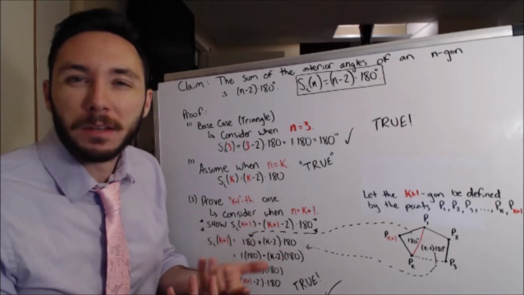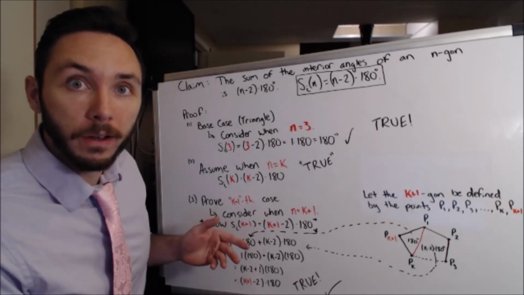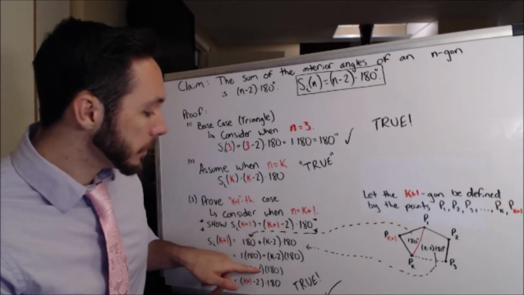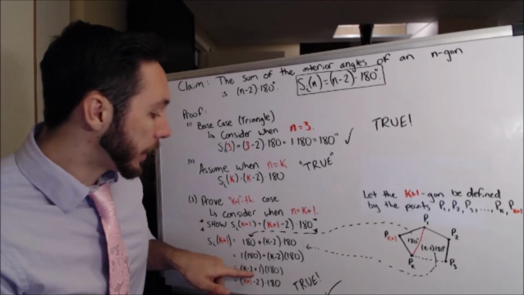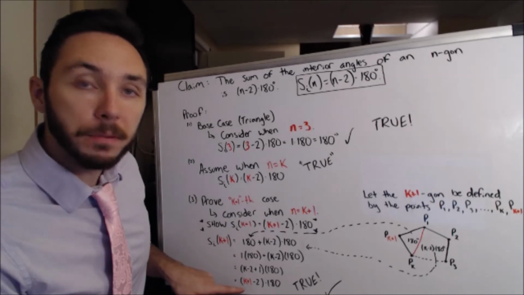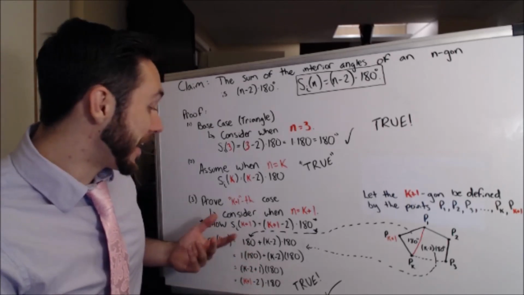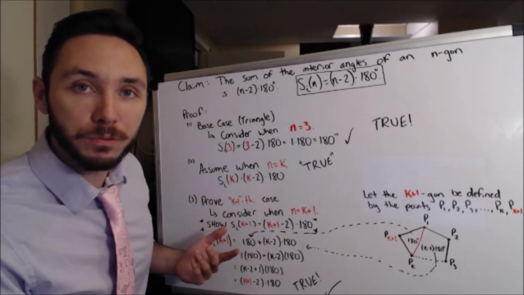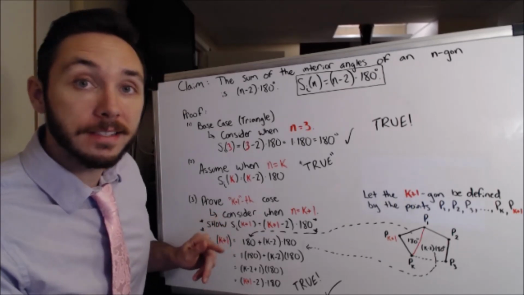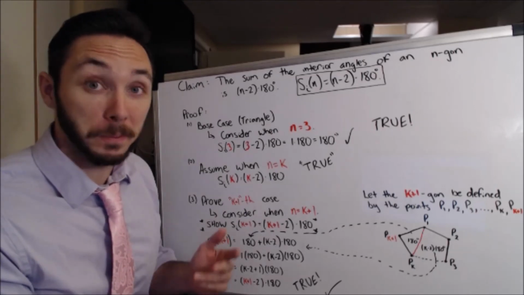We ultimately have a 180 plus k minus 2 180s. So I'm just going to add up the number of 180s that I have. I have (k minus 2 plus 1) 180s. That's a really simple thing right here. I can just flip-flop the positions of the 1 and 2 to make it (k plus 1 minus 2) times 180. What I've just done is I have shown the k plus 1 case. Induction has now been completed. I have proven this formula.